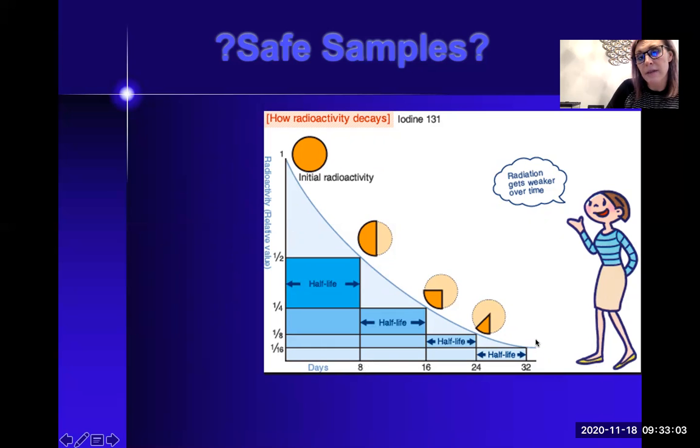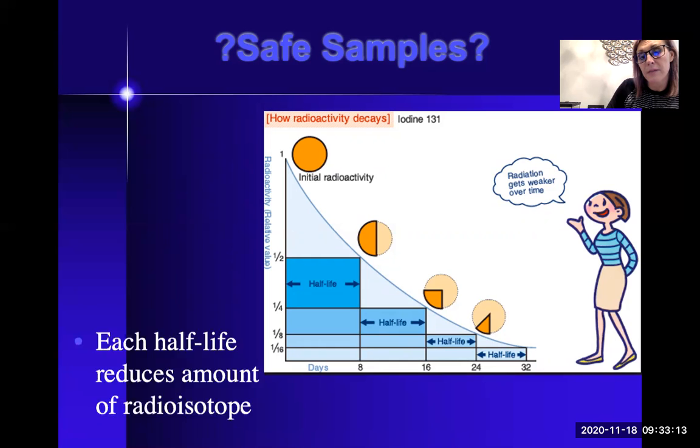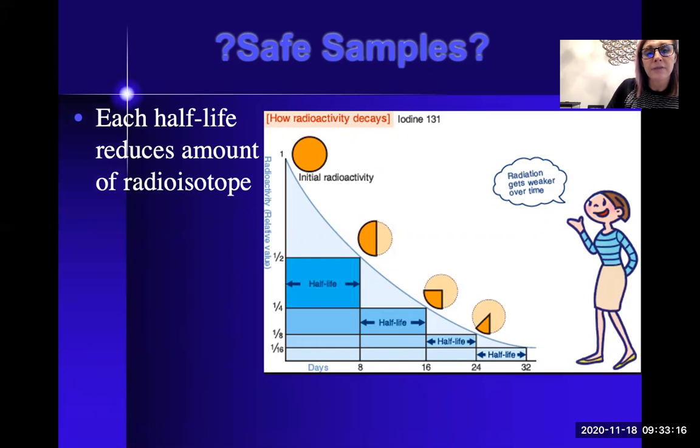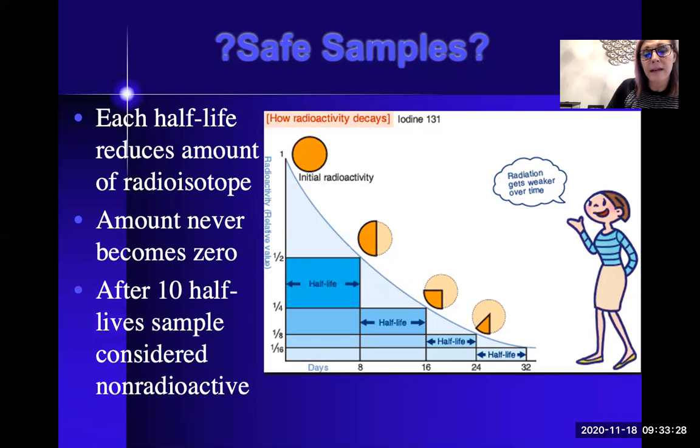On the graph, you know, radiation gets weaker over time, the smaller it gets. And on the graph, the days go up, the amount goes down by half each time. Each half-life reduces the amount of radioisotopes. An amount never becomes zero. You're always going to have some part of that decay left. After 10 half-lives, the sample is considered non-radioactive.